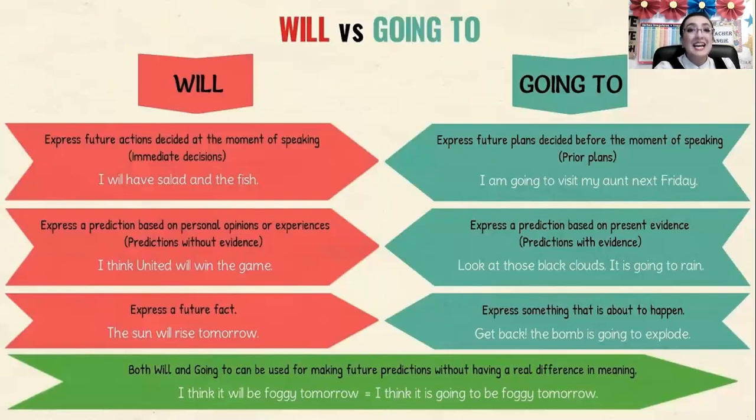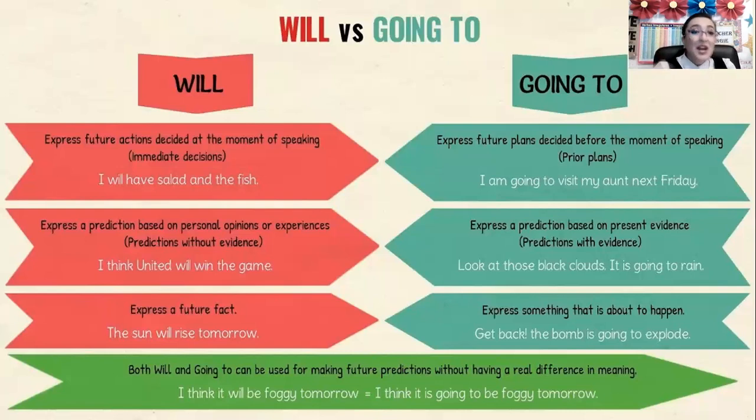That prediction that you are making or expressing is based on your opinion or your experience, but you are not going to be having an evidence. On the other hand, if I say, look at those black clouds, it is going to rain. That is my prediction, my opinion, but I have an evidence or evidences that are helping me give that opinion. Both are for predictions, but will is for predictions based on your experience with no evidences, and going to is for predictions where you are going to be having your evidences.